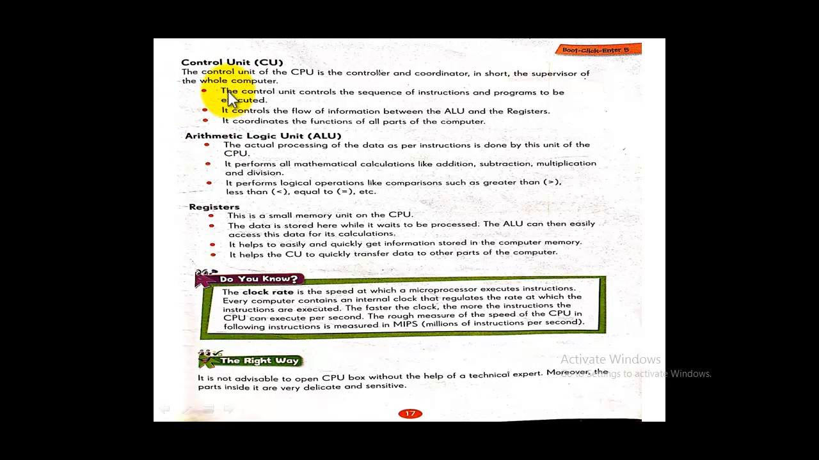Okay, now let's see the next, that is the arithmetic logic unit. In short, we can write it as ALU. The actual processing of the data as per instruction is done by this unit of the CPU.